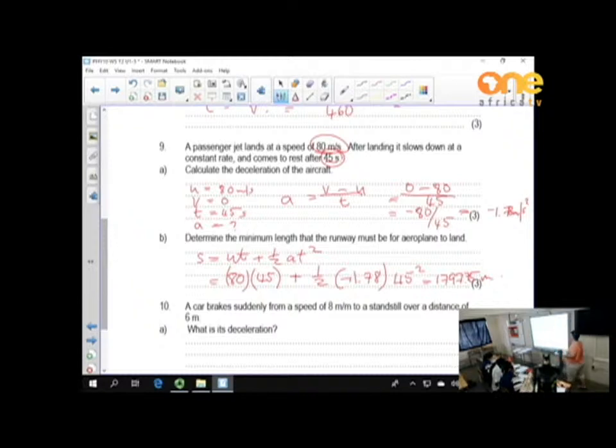Yes, meters. Any questions there? Who used a different formula? Okay, so you use the 45 twice because you use time twice. Yes. Could we use this one?